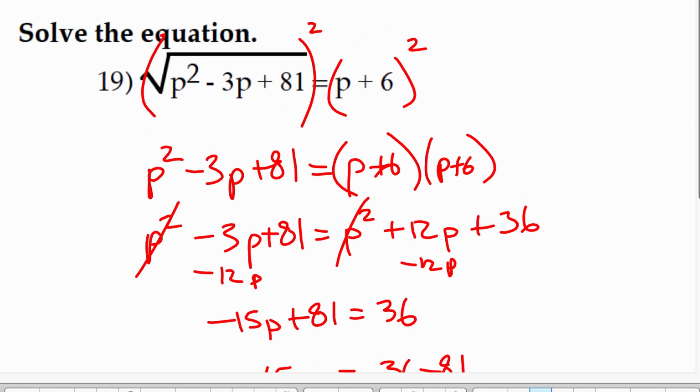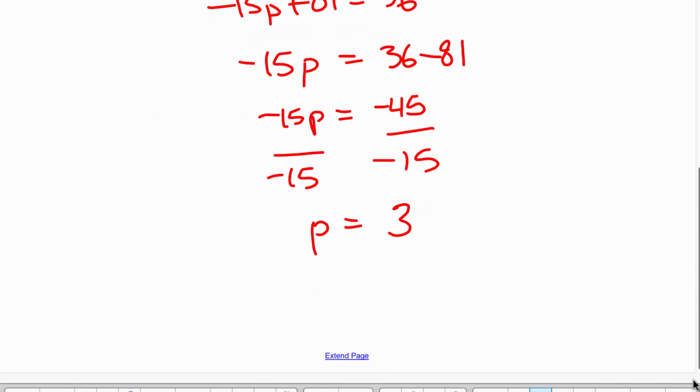Always check: put the 3 back in, see if you get a negative number under the square root sign. 3 squared is 9. 3 times 3, that's another 9. 9 minus 9 is 0. 0 plus 81, it's not a negative number. Therefore, this answer is correct.